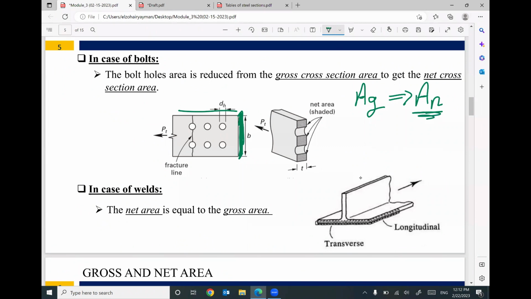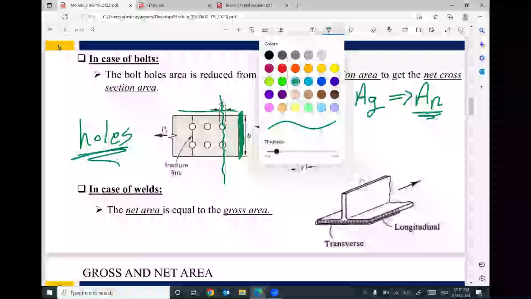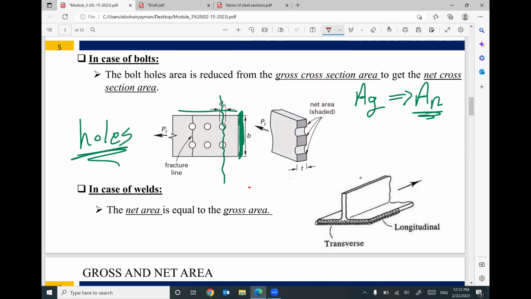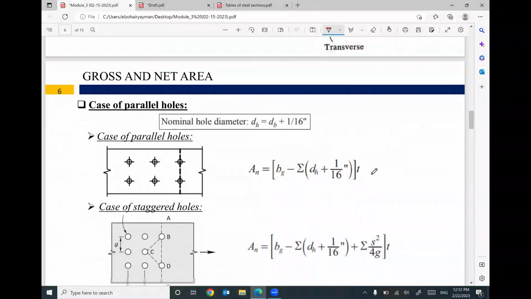Area net means if you take a cross section here, you will find holes. Holes means we don't have material. We don't have something here to support your force. So we need to subtract these holes from the area gross. So we have two options here.